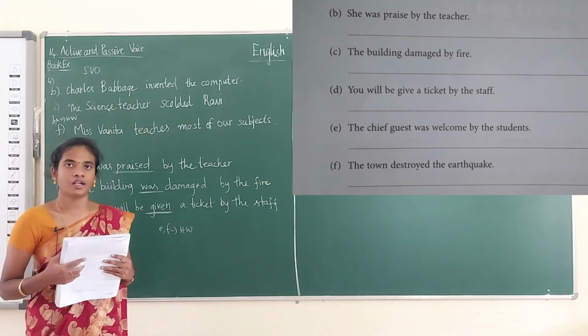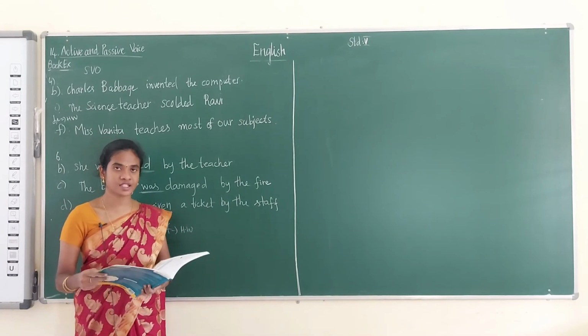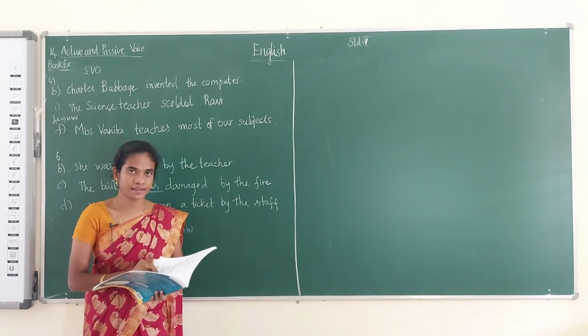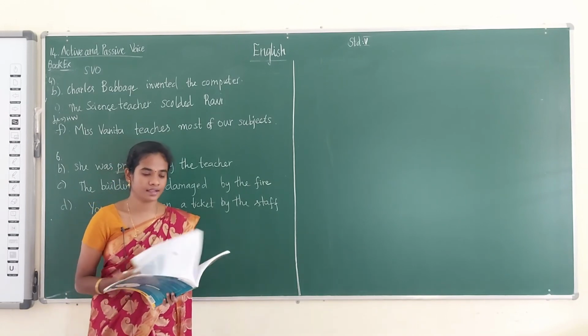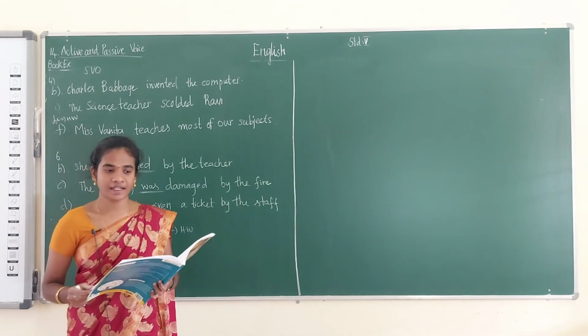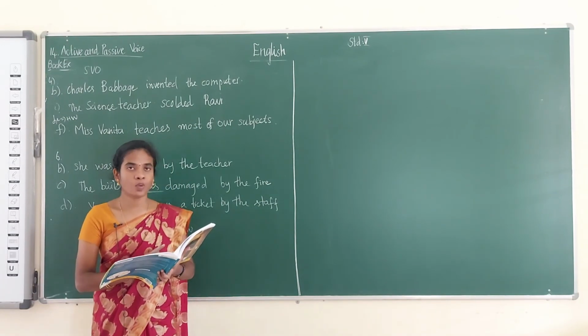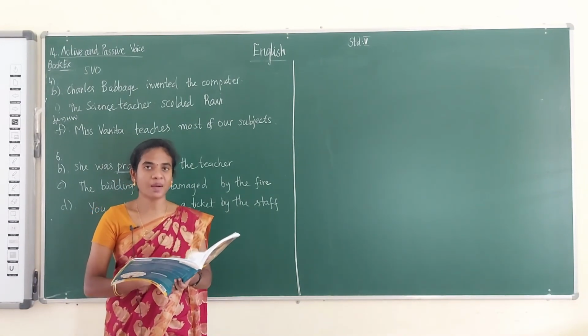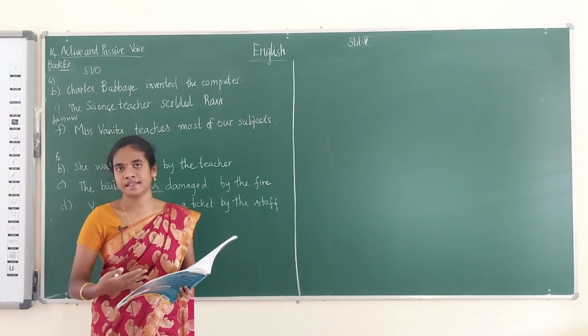Okay students, are you clear with this? Now take your English textbook. What lesson are we seeing right now? We are seeing the lesson Ricky the Robot. It's the 11th lesson. In the 11th lesson, see the grammar junction. Take page number 124. In that grammar junction also the same topic, active and passive voice, is there.